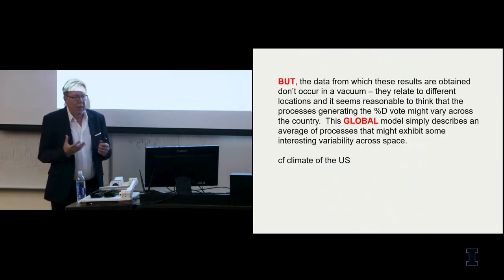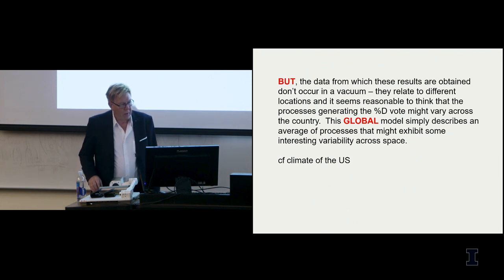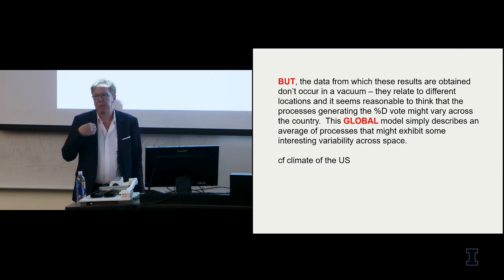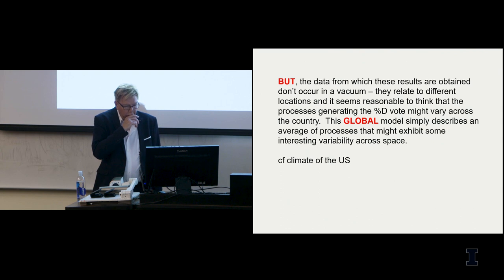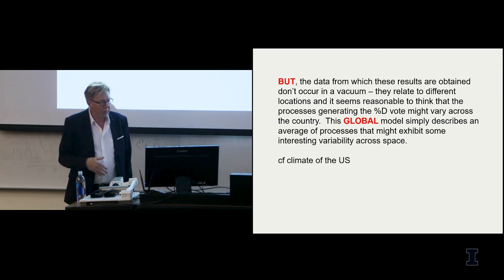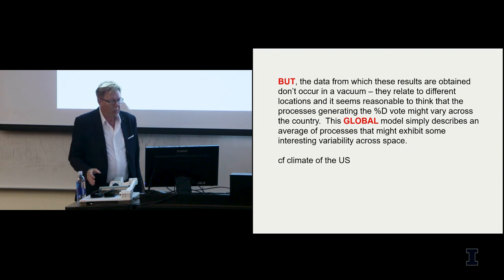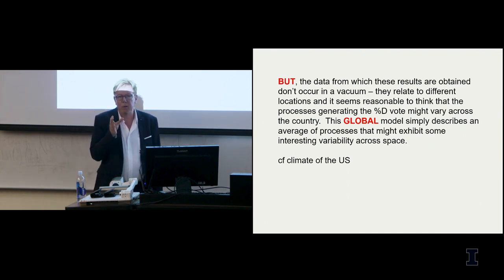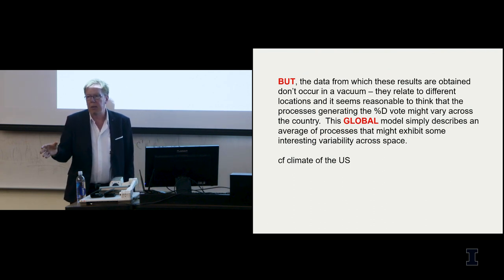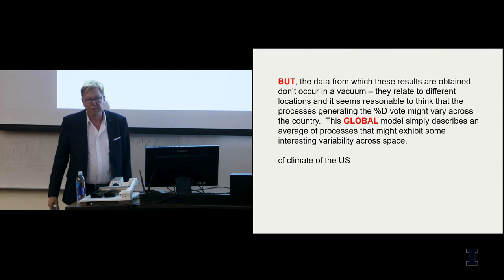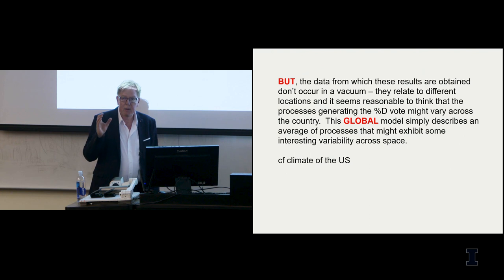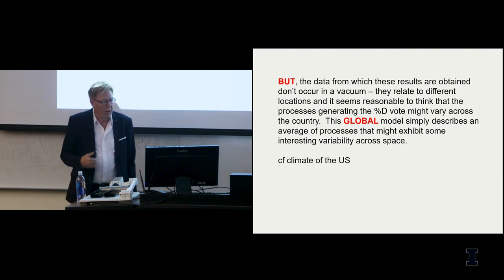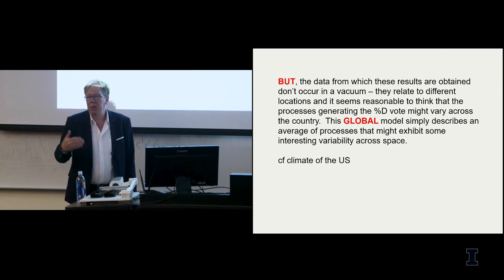But these data that have been used to calibrate this model are in places, okay? They don't occur in a vacuum, and they relate to different locations. And it seems reasonable to think that the processes which have generated the vote for the Democratic Party might vary across the country. Why should that vote for every county be determined by exactly the same kind of influencing covariates? Perhaps some have different strengths in different parts of the country. So that's a global model I showed you, which is typical of the kind of way of our thinking. It simply describes the averages of what might be, and I say might be, spatially varying processes.